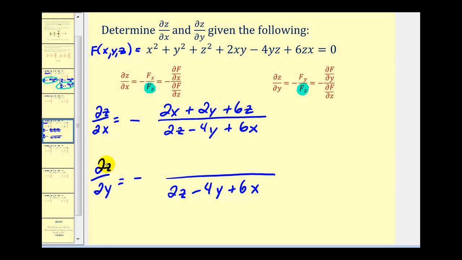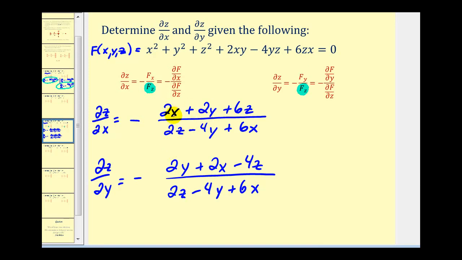And now for the partial of z with respect to y, our numerator is the partial of f with respect to y. So treating x and z as constants, we'd have 0. Here we have 2y. Here we'd have 0. Here we'd have 2x. Here we'd have minus 4z. And this would be 0. So now we do have our partial derivatives.